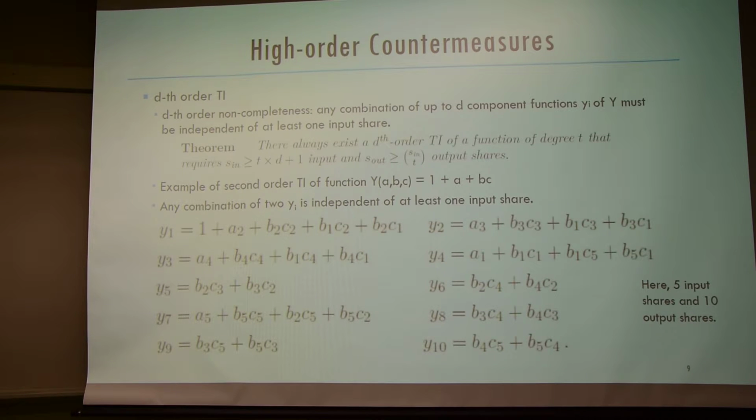And by the theorem, the output share can be even more, right? So it's 5 select 2, which is 20. But here we are lucky. We can satisfy this second order non-completeness by these 10 output shares. But sometimes you need to go higher. So it completely depends on the function.